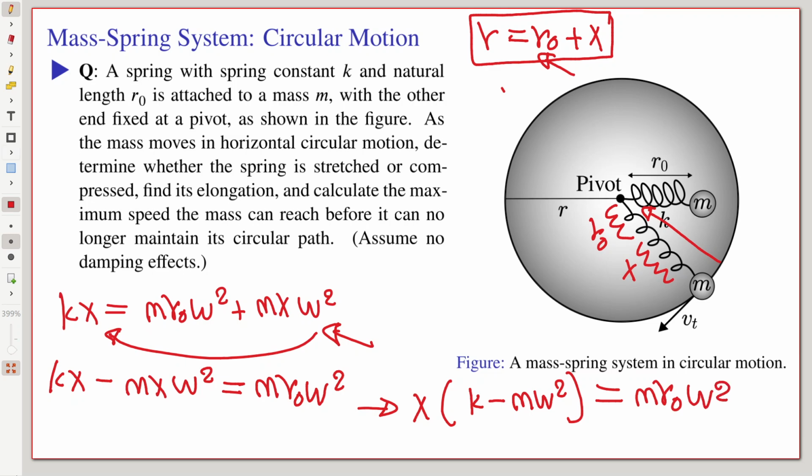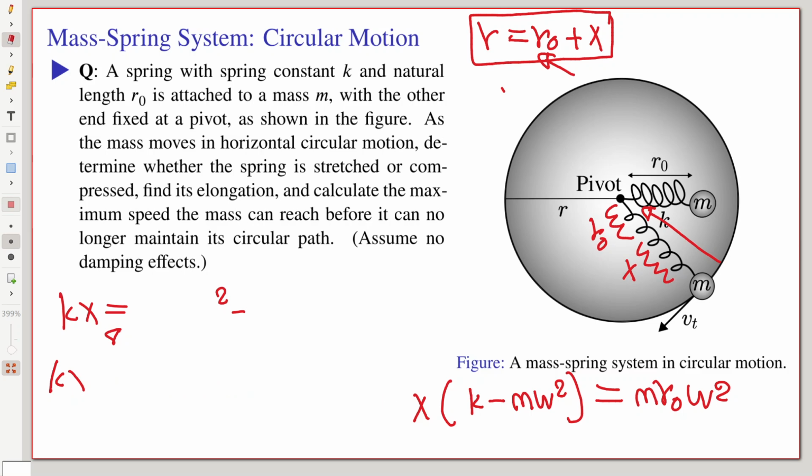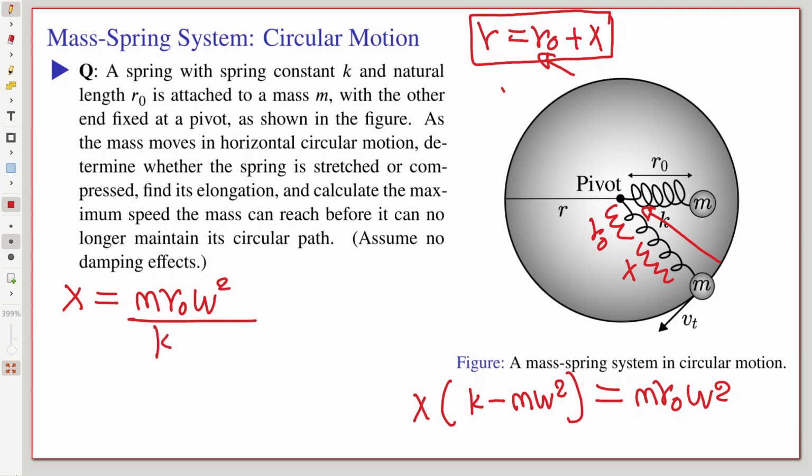k minus m omega squared is equal to m r naught omega squared. Okay, so that means if we solve for x, what we get is that x is equal to m r naught omega squared divided by k minus m omega squared. So this is the expression for the elongation of the spring.